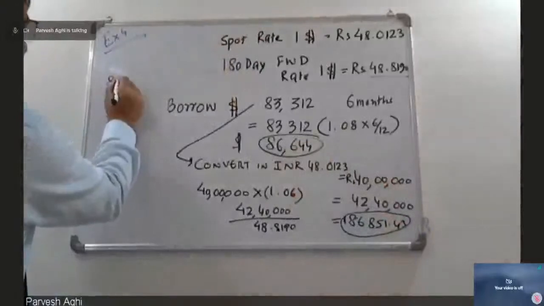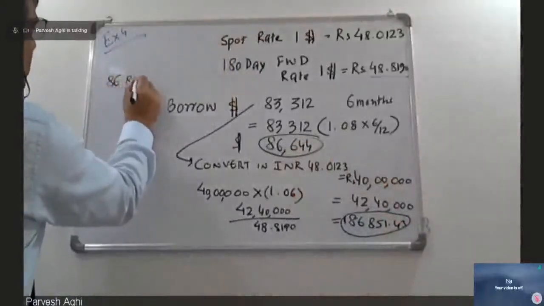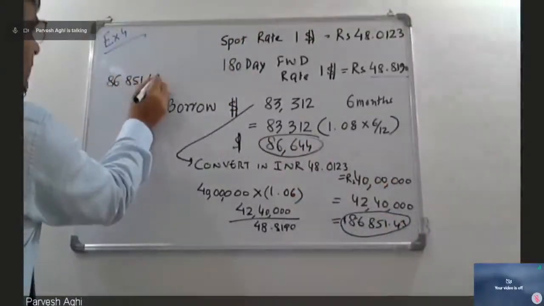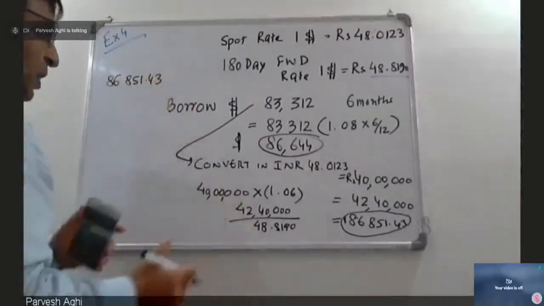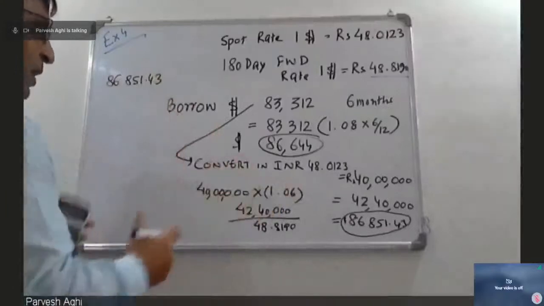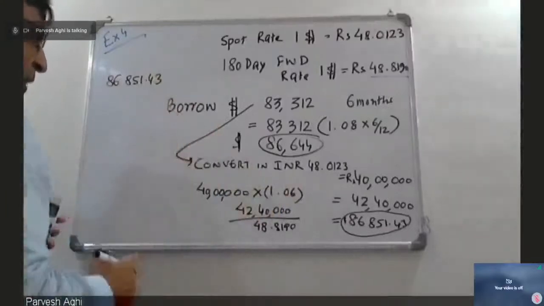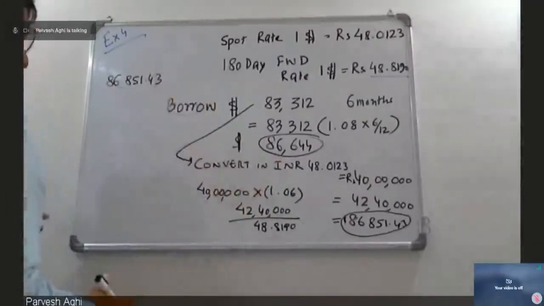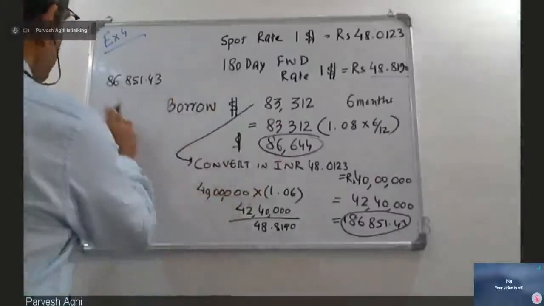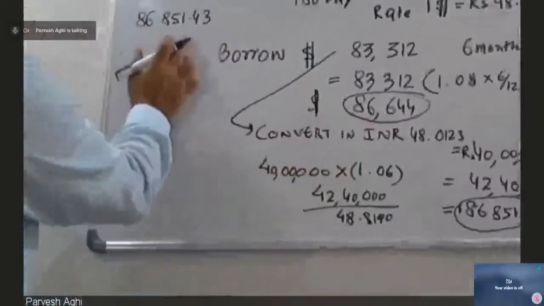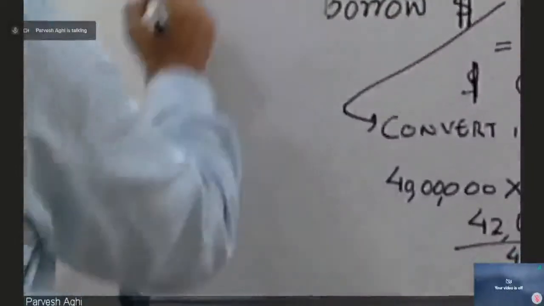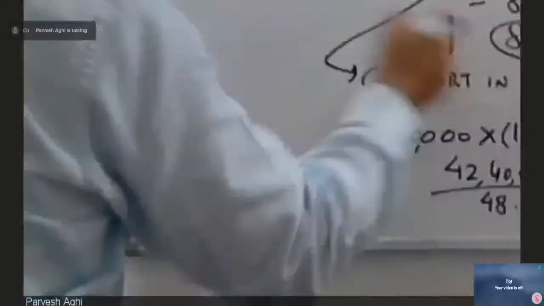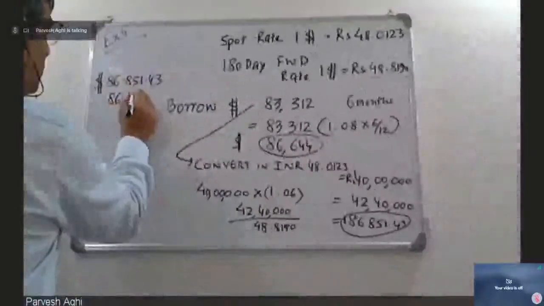So 86,851.43. This is the money I got when I converted my rupees after they earned interest at 6%, or 12% per annum and 6% for half a year, and then converted that money back into dollars at the forward rate. So these many dollars I have got. But then I have to repay my loan. So what is that amount?